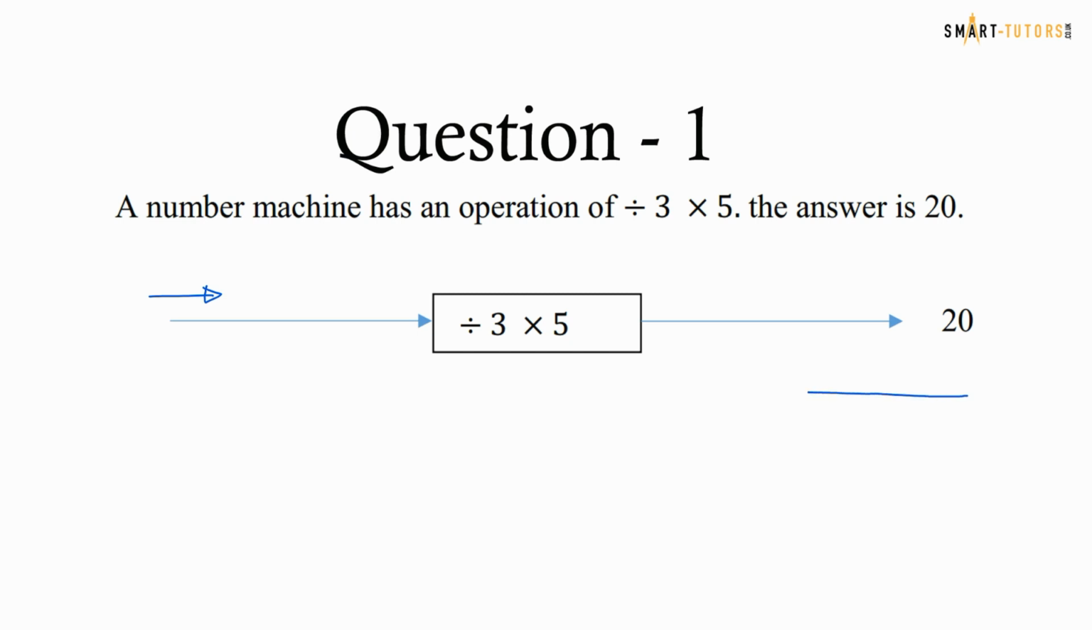So from the 20, you need to do the reverse order. So times by 5 means you need to divide by 5. It's called opposite operation. So 20 divided by 5 is 4. Then the second operation is divide by 3. So you do the reverse operation, times by 3. So 3 times 4 is 12. So check the answer. If you put input as 12, 12 divided by 3 is 4. 4 times 5 is 20. So the answer for the first question is 12.